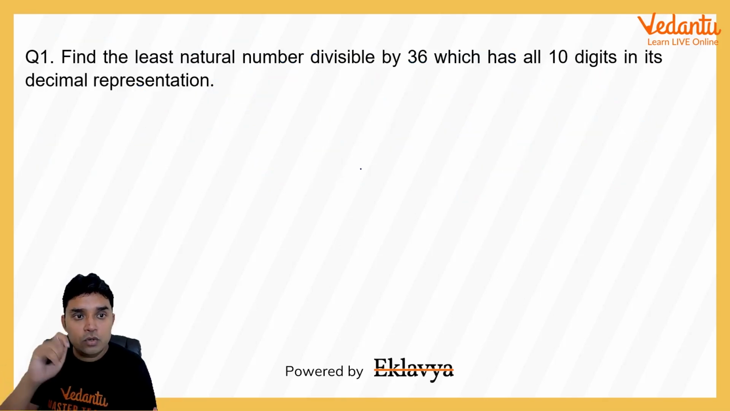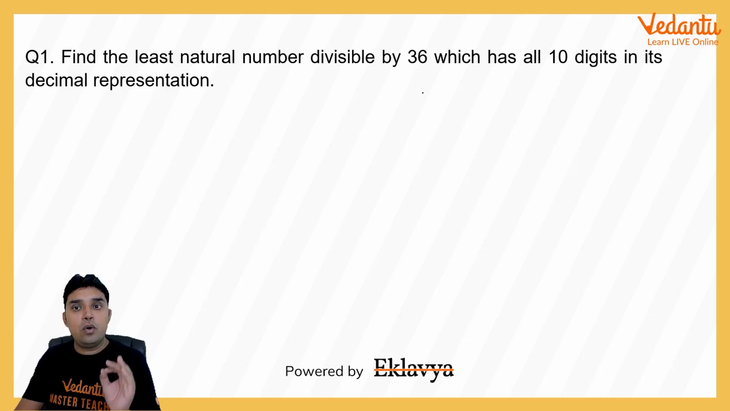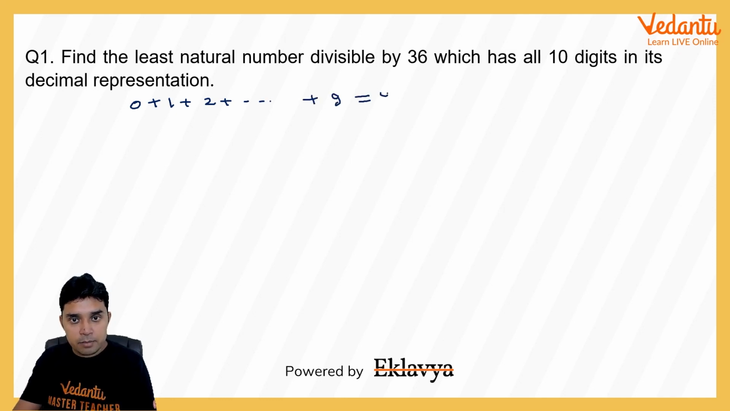Okay, now let us do one question based on what we have done so far. The question says: find the least natural number divisible by 36 which has all 10 digits in its decimal representation. Okay, so first of all, if I write all the 10 digits in decimal representation from 0 till 9, their sum comes out to be 45. You can check.